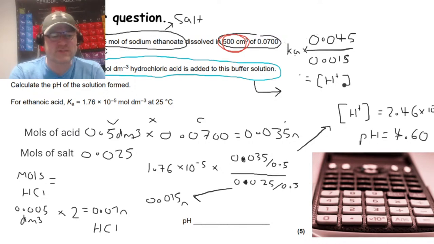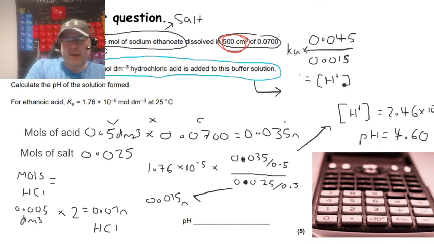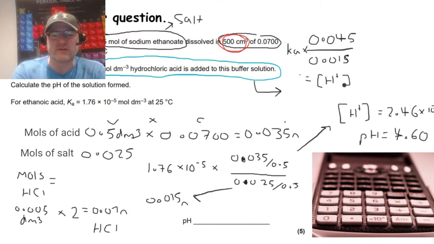Hopefully I'll get this right. Do I need to include the volume? I don't think I need to change it into concentration, right? It's just the ratio of the two. If I divide them both by 0.505 decimetres, I'm going to get the same ratio, so I shouldn't have to bother with that. So then times the Ka, which is 1.76 times 10 to the minus 5.